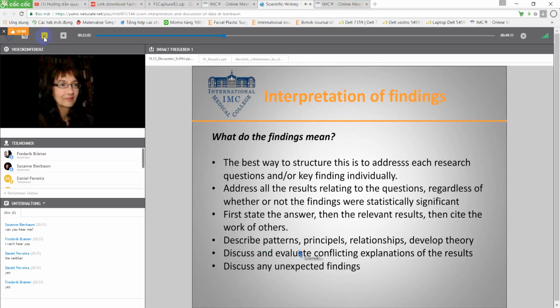Consider conflicting explanations of your results. Again, that's more for experimental work. There's usually not just one explanation possible. Sometimes it's two or more. Take them all into consideration. Is anything unexpected? Discuss that too.